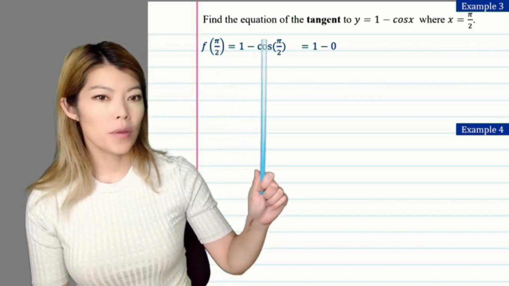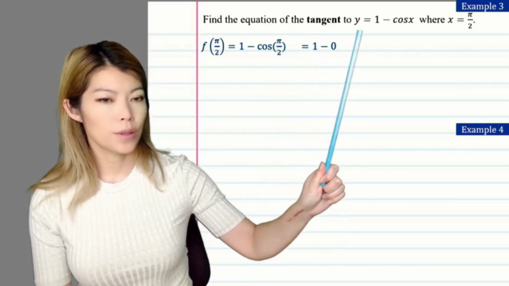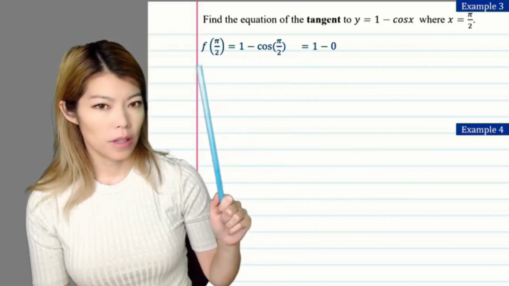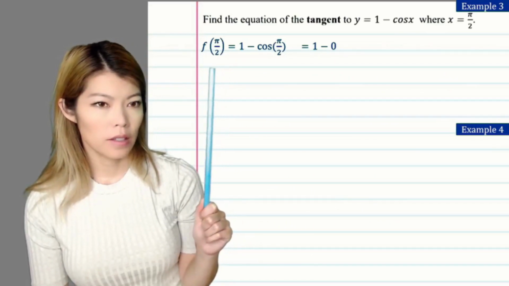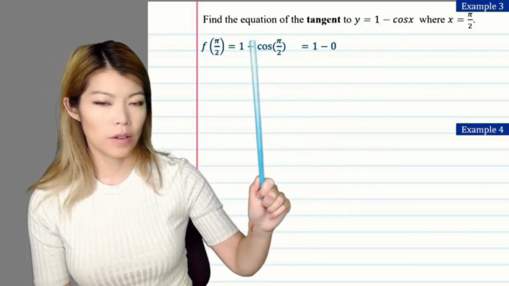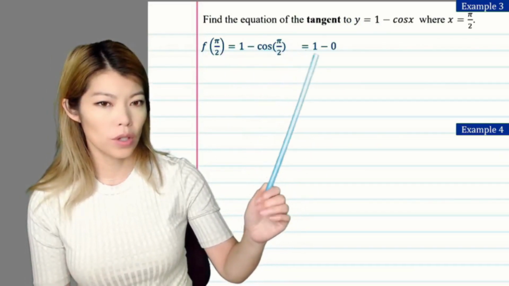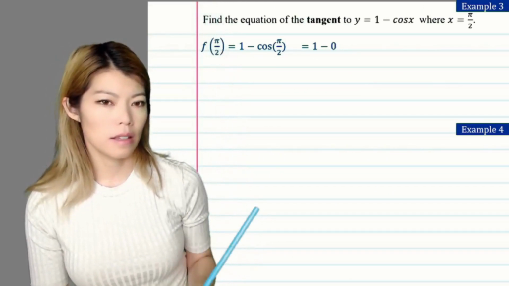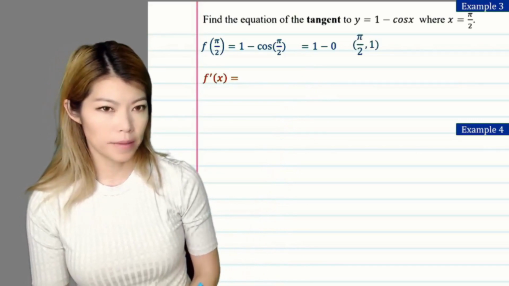Example 3, find the equation of the tangent to y equals 1 minus cos x, where x is pi on 2. Again, let's start with the y value, or the coordinates. So when x is pi on 2, putting into the original equation, we have 1 minus cos pi on 2. Cos of pi on 2 is 0, so we're left with just 1.